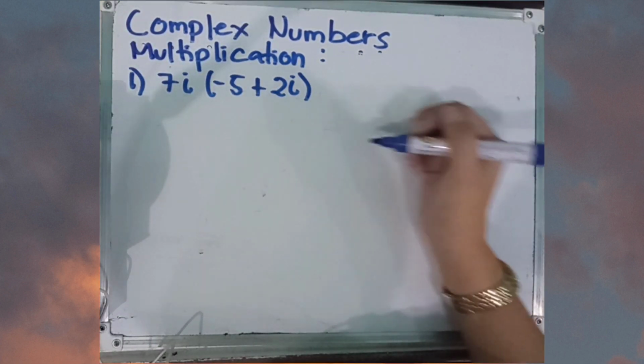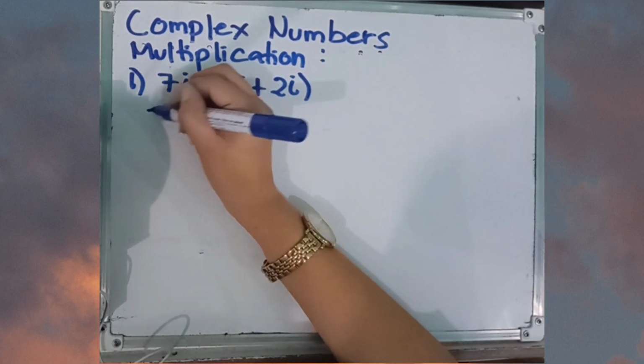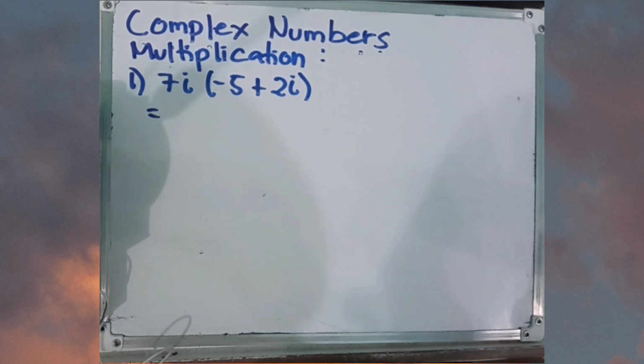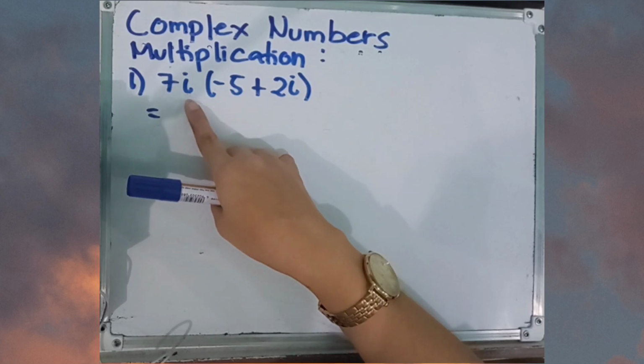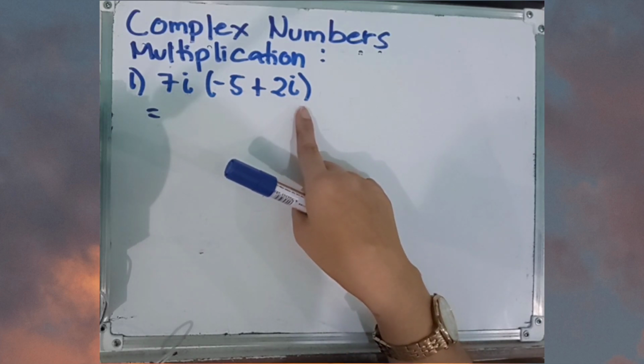Next, let's have multiplication of complex numbers. Same with addition and subtraction, think of it as simply multiplying polynomials. Example number 1, we have 7i times the quantity of negative 5 plus 2i. So, distributive method, distribute 7i to both terms inside the quantity.